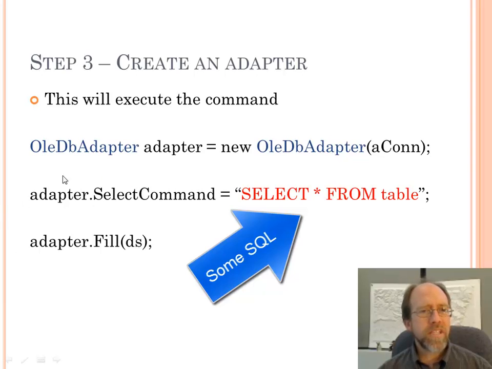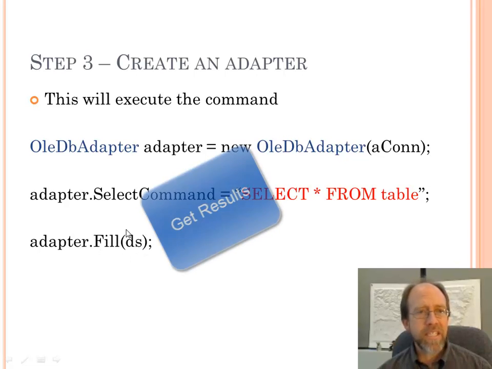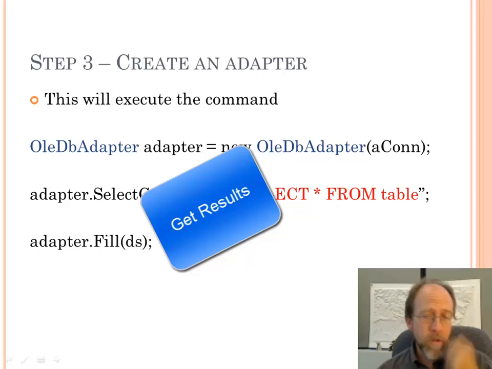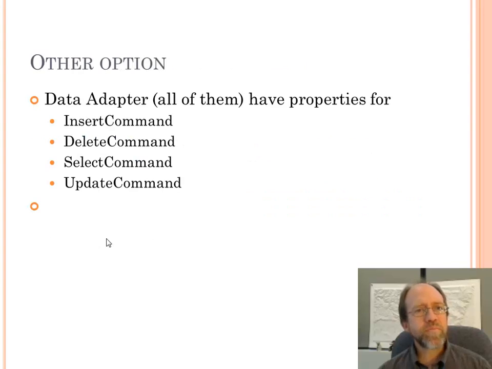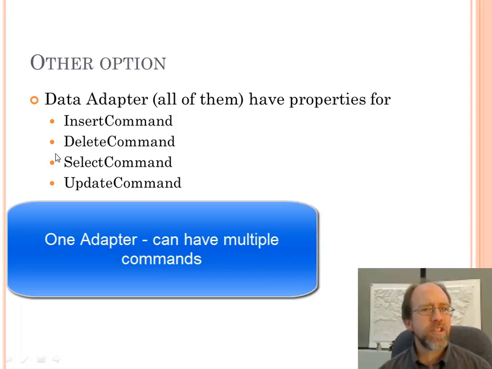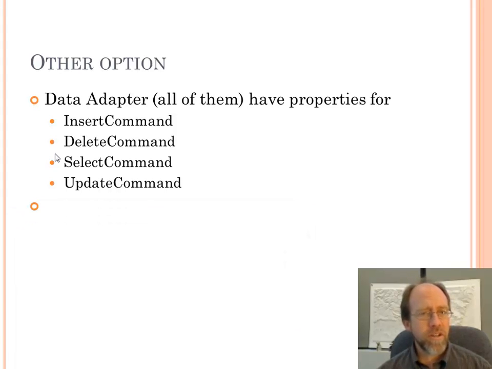I can set the select command of that adapter to be equal to select star from table, and then using the adapter.fill, passing it the data set, remember ds was the name of the data set, it will execute the SQL and fill up this data set with the results. And now everything is accessible to me in this object ds, which is a data set. Now, the data adapter has properties to do things like inserts, deletes, selects, and updates, and it can actually have separate commands for each of those. So I can call delete or insert, and I can tell it to do those different things.